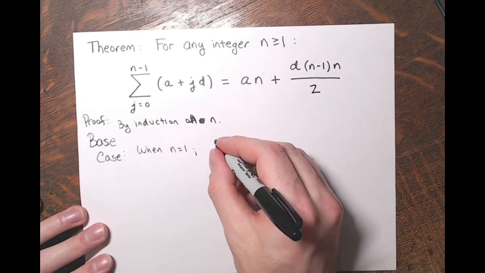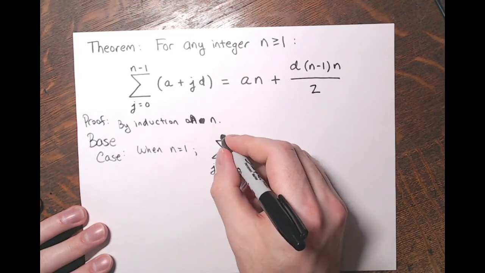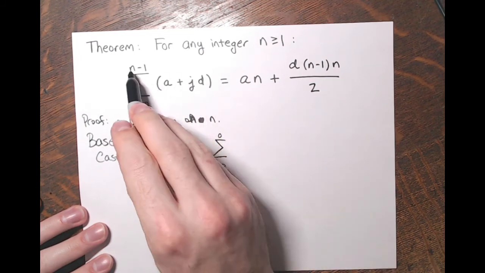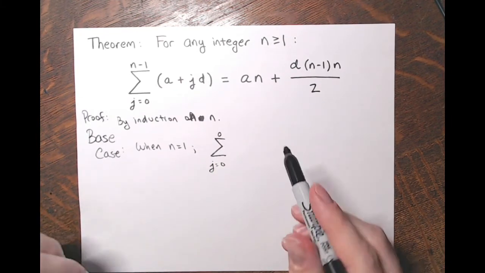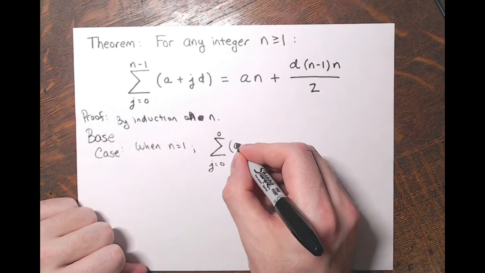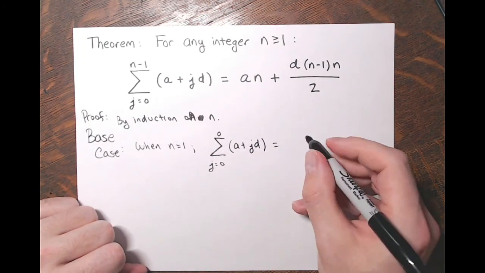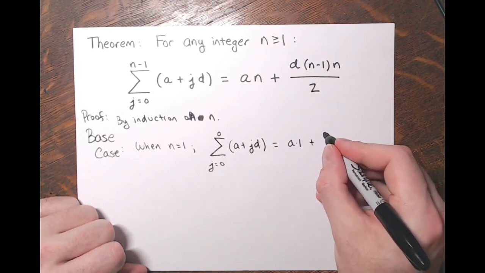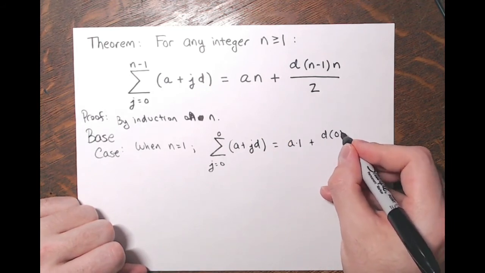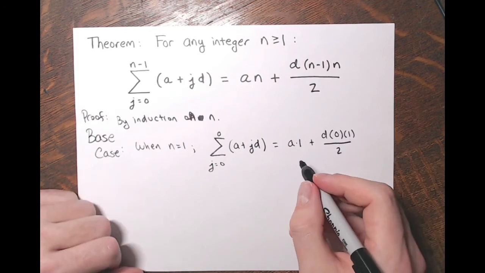Well, we have the sum from j equals 0 to 1 minus 1, so 0. Right? I'm just replacing n with 1 of a plus jd. Is that equal to a times 1 plus d times 0 times 1 divided by 2? So basically, is it just equal to a?